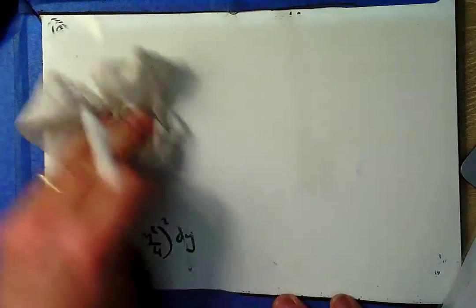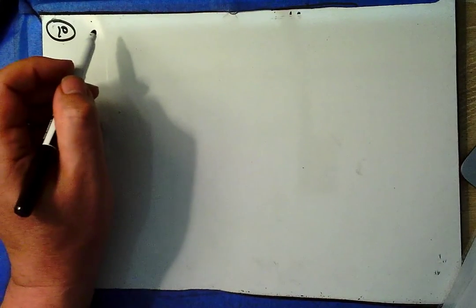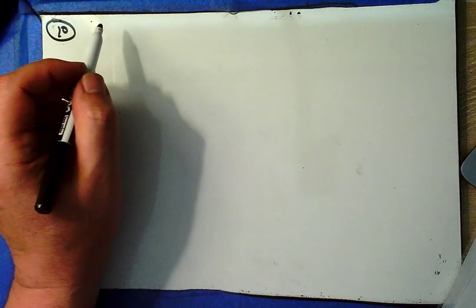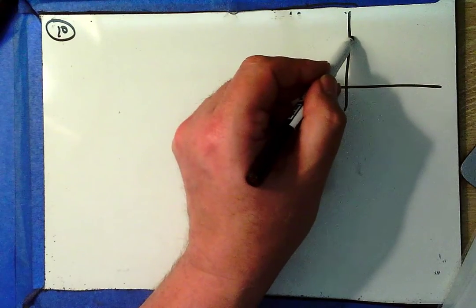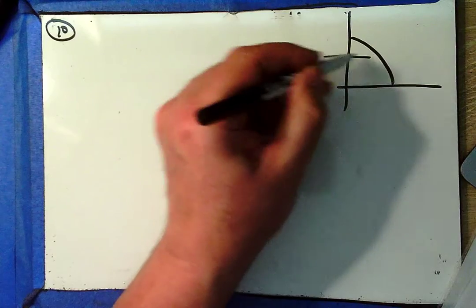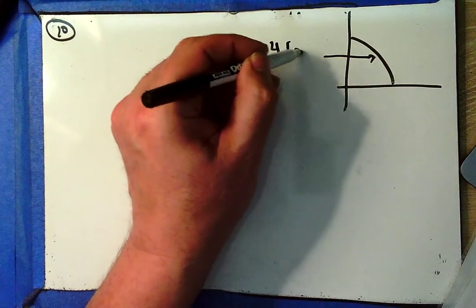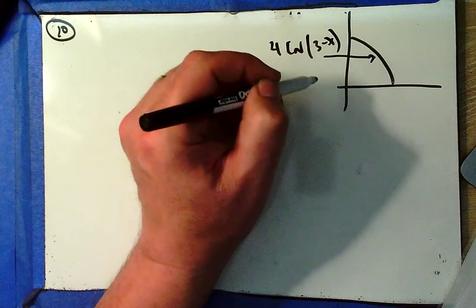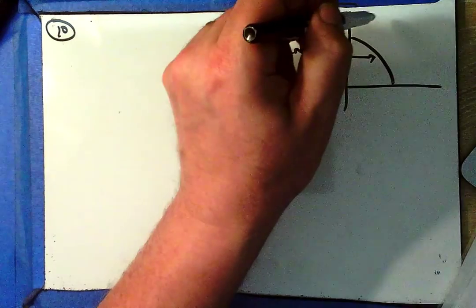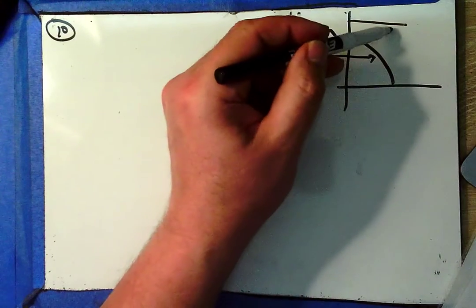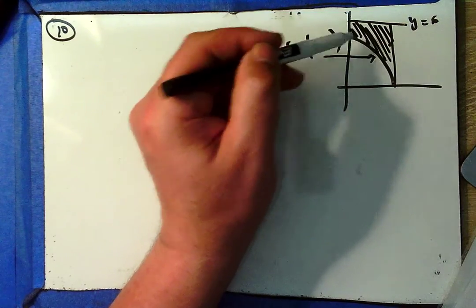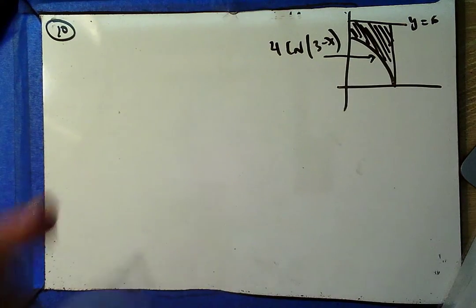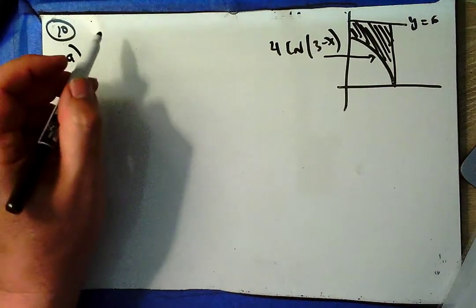There's only 2 left, one with calculator 10 and one without calculator 11. Problem number 10, figure shown, first quadrant bounded by y equals 4 ln 3 minus x, and the line y equals 6. So this is the region we're talking about. Okay, and in part A, they want us to find the area of this region.